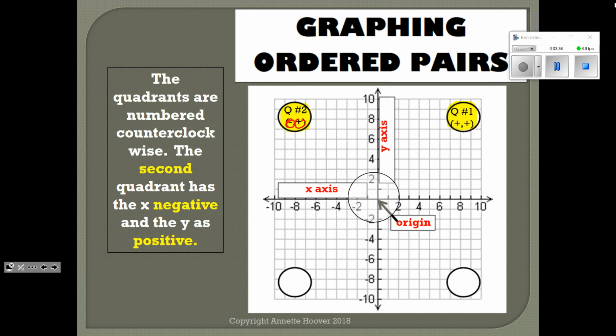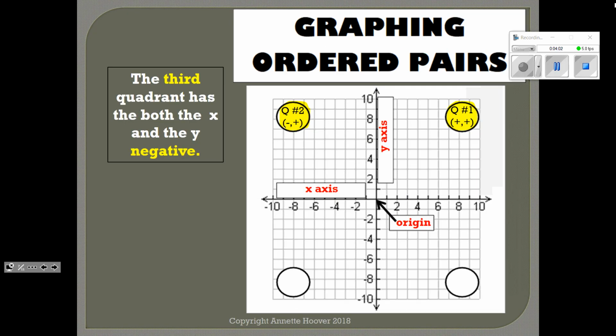So all of the ordered pairs in quadrant 2 are going to have the x's that are negative, because from the origin we're going to the left on this number line where all of the numbers here are negative. And all of the y's are going to be positive because from the origin we're going up, and all of this is the positive part of the number line. Okay, as we continue to go counterclockwise, we have quadrant 3. So quadrant 3 is going to be down here in the bottom left-hand corner. In this quadrant, both the x and the y are going to be negative.